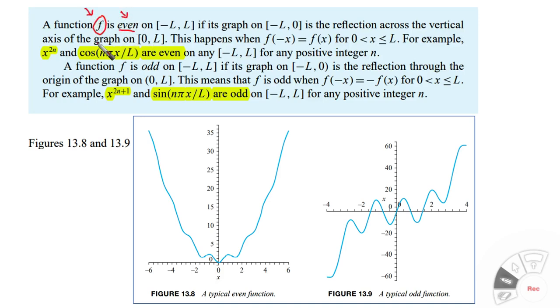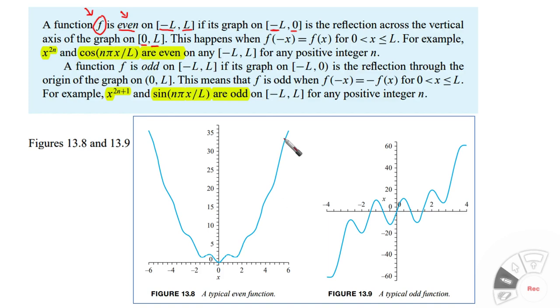we call it even or described as even, on this interval, which is from minus L to L, if its graph on minus L to 0 is the reflection across the vertical axis of the graph on the interval from 0 to L. What is the meaning of this?